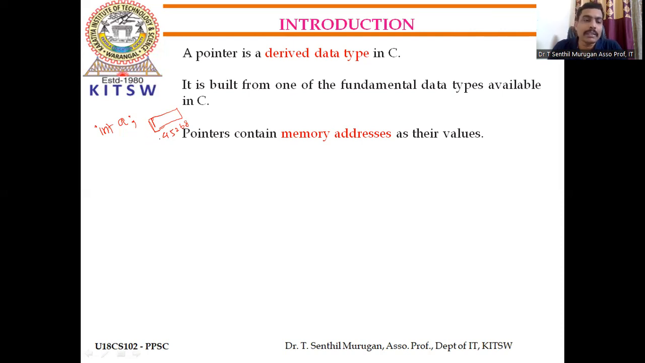So how can we represent this address normally? If I assign a equal to 10, then 10 will be stored in this location. This is the value. This a has one address. This address we can represent using the ampersand symbol, ampersand a. So what is the value of ampersand a? 45268. What is the value of a? That is 10. Are you able to understand? We already discussed this. If you want to see that address, then we can print ampersand a.